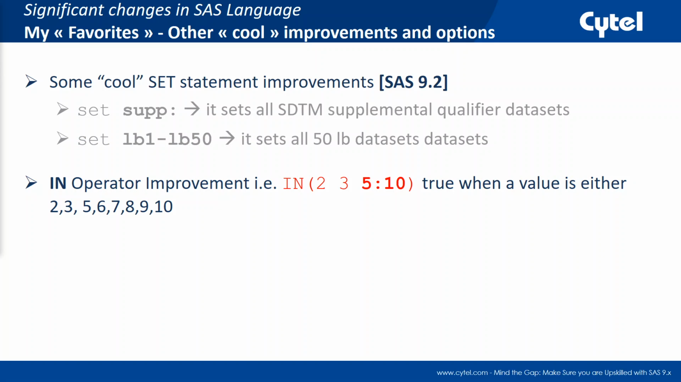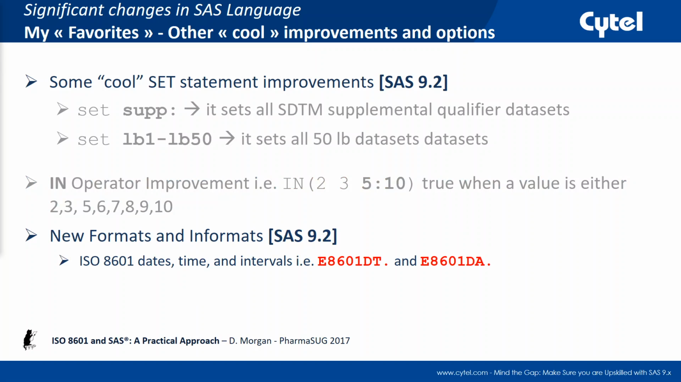Then other nice features where you can use some sort of shortcut: it's the IN Boolean operator, which now allows some shortcuts, such as the specification of a range of values. Last but not least, the availability of new formats and informats to support the ISO 8601 format for date and time, to support, for example, the SDTM conversion. These formats and informats were only added starting with SAS 9.2.